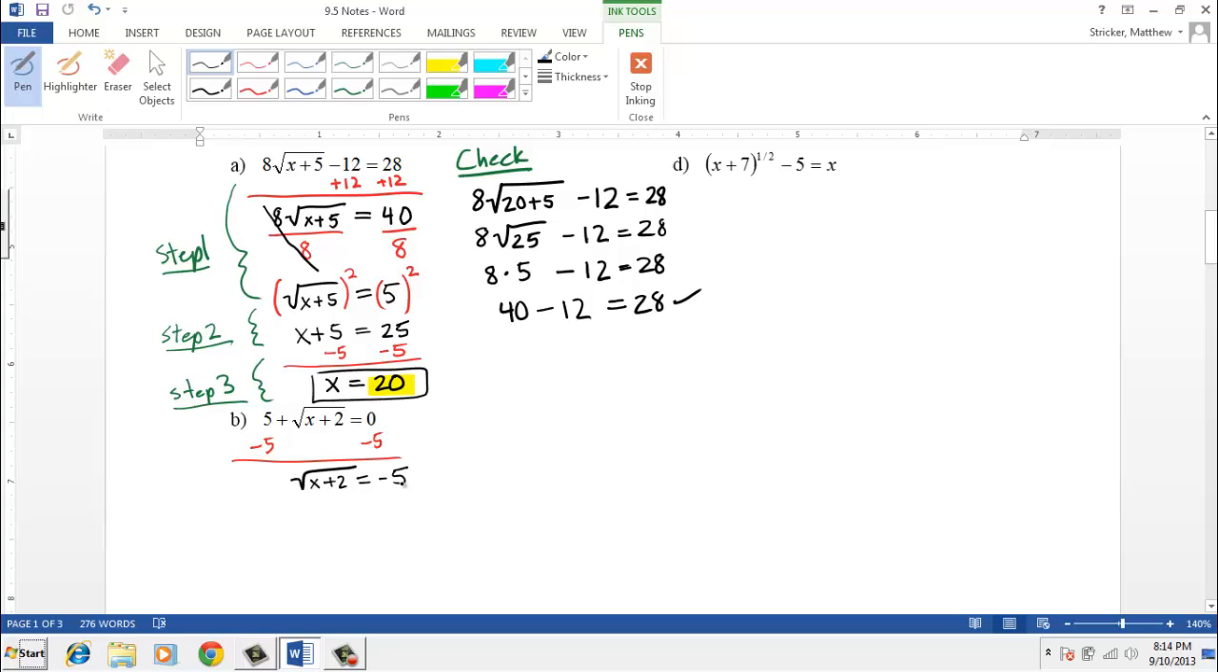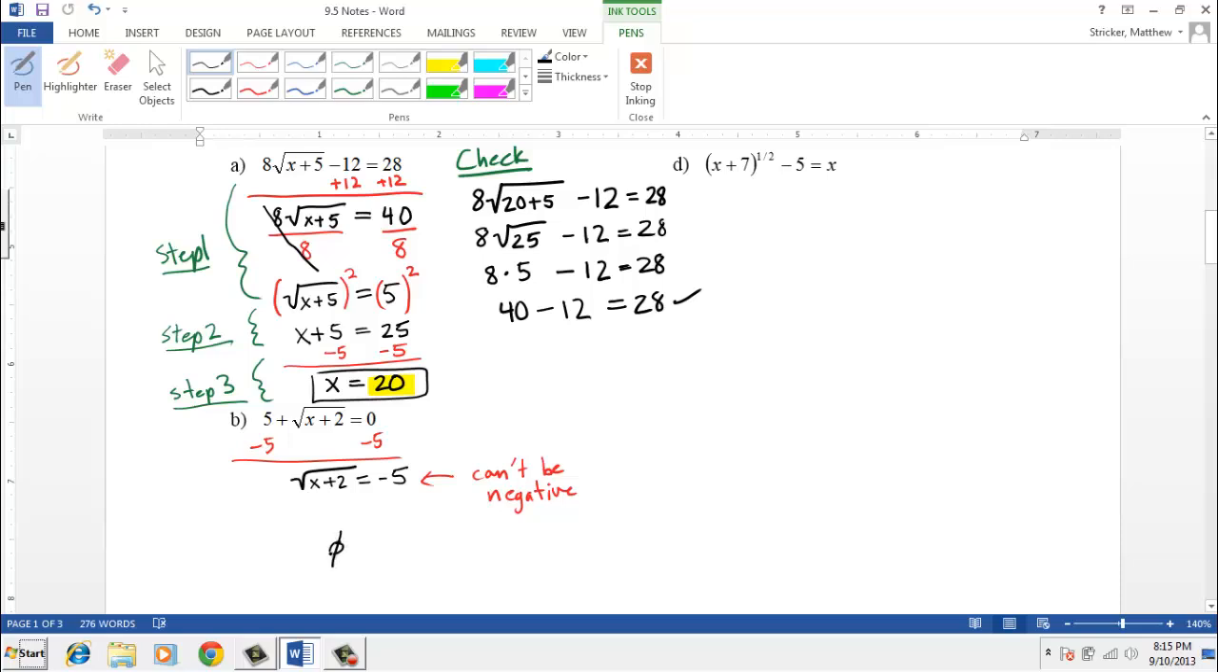So are there any problems with where we're at so far, or are we good to go? I'm hoping that you noticed that this can't be negative. There never exists any number that you could take the square root of and get a negative. This is not possible. So in this case, our answer is no solution.